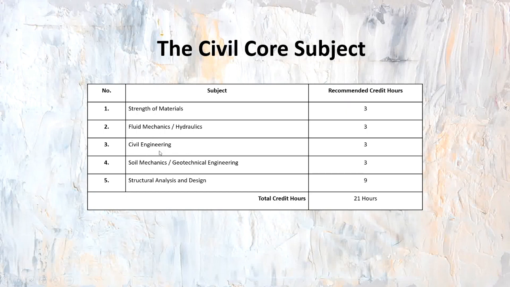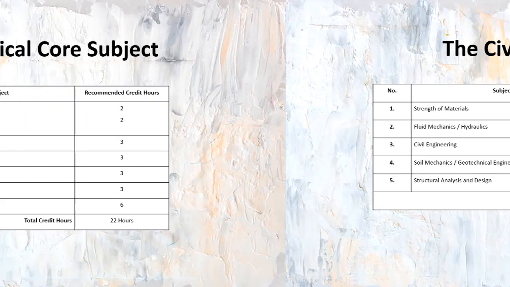Thirdly, civil engineering with 3 credit hours recommended. Fourthly, soil mechanics or geotechnical engineering with 3 credit hours recommended. And lastly, structural analysis and design with 9 credit hours recommended. All these must give a total of 21 recommended credit hours.